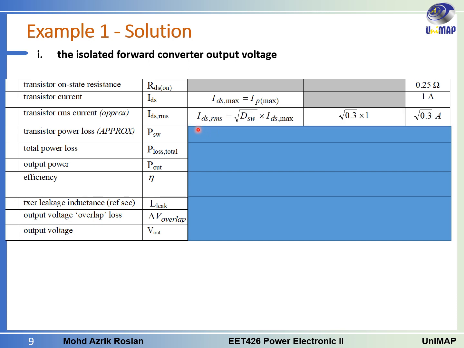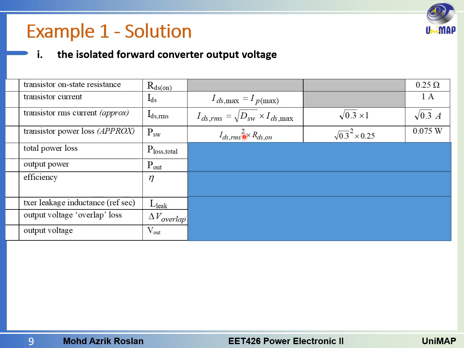For the transistor RMS current, you have to know the equation for I_DS RMS. The top one is the I_DS maximum, but you have to remember the I_DS is not conducted for the whole switching period, it's only conducted when the switch is turned on. The equation is I_DS RMS equals the square root of D switch multiplied by I_DS max, and in this case our I_DS RMS is equal to the square root of 0.3 ampere.